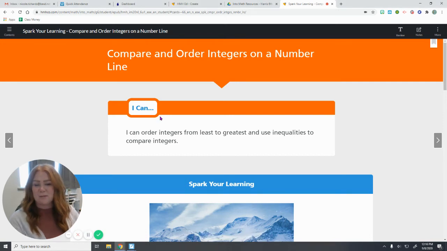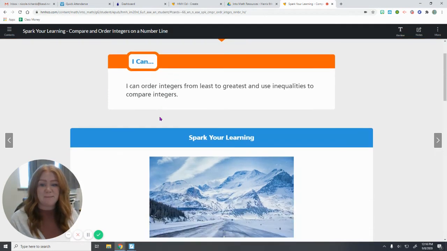Hey, today we are going to be working on lesson 1-2, which is on comparing and ordering integers on a number line. So if you have not already done your Spark, make sure you log on to Ed and do your Spark. And once you've done your Spark, come back and let's chat about your Spark and do our lesson for the day.